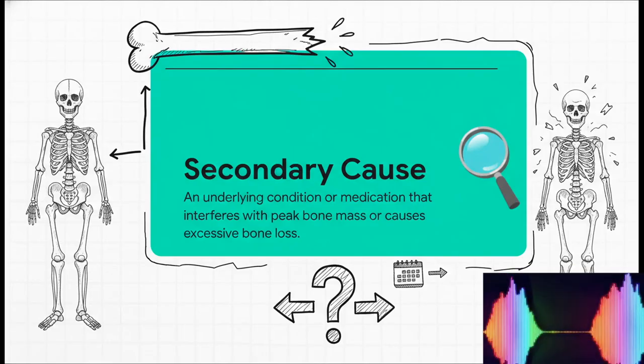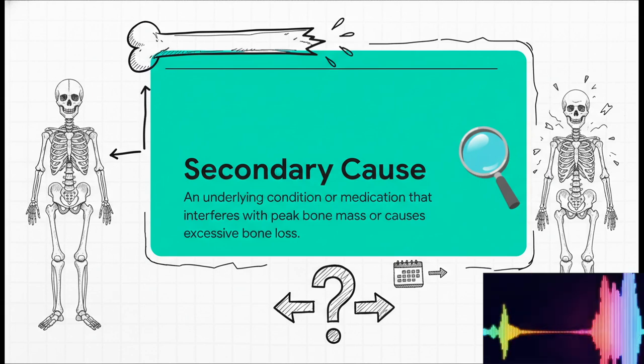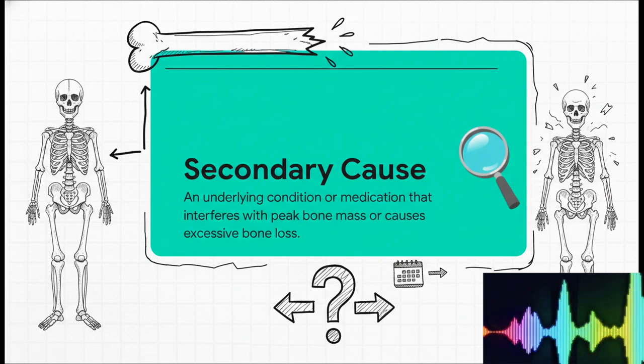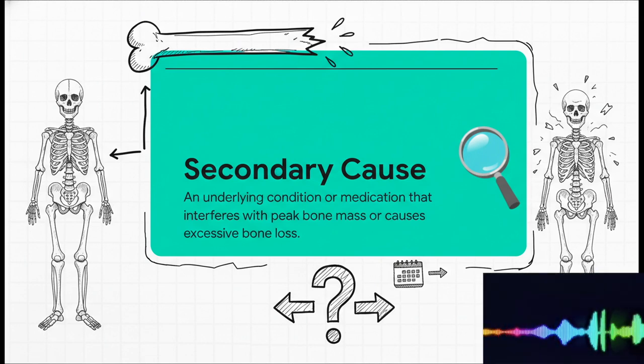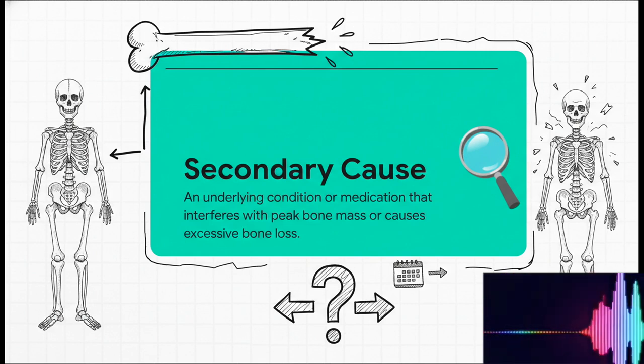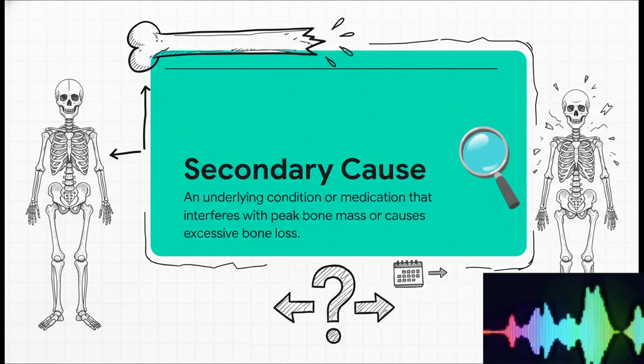So what exactly are we looking for when we say secondary cause? Well, it's really anything that could have gone wrong along the way. It could be something that stopped her from reaching her full genetic potential for bone mass when she was younger, or it could be something that's actively causing her to lose bone right now as an adult. Our investigation has to cover both of those possibilities.